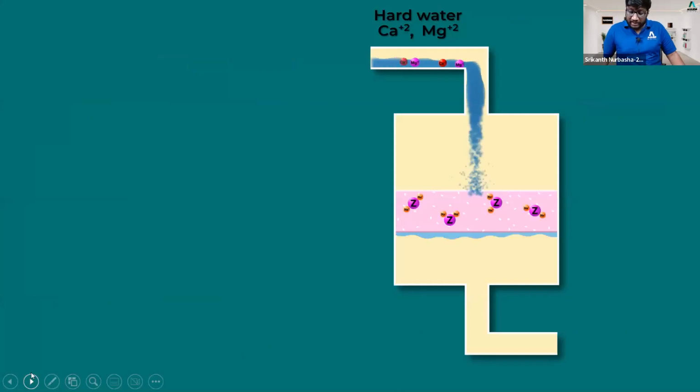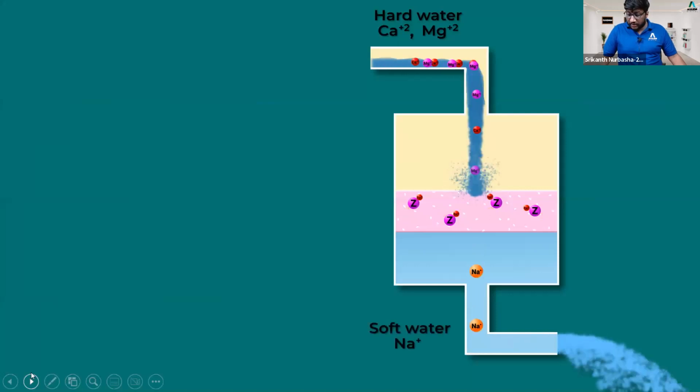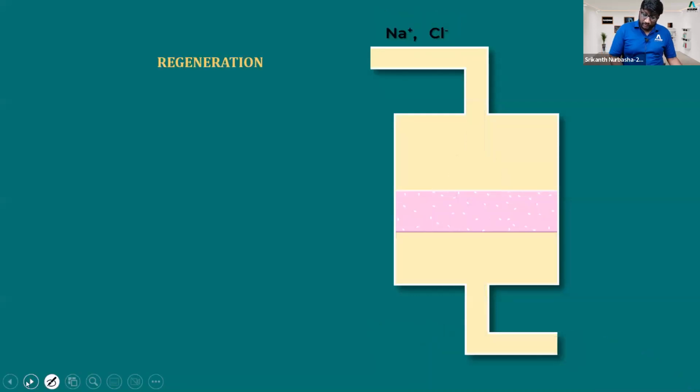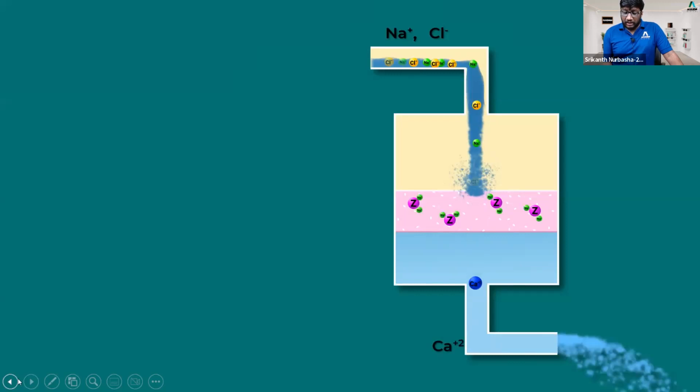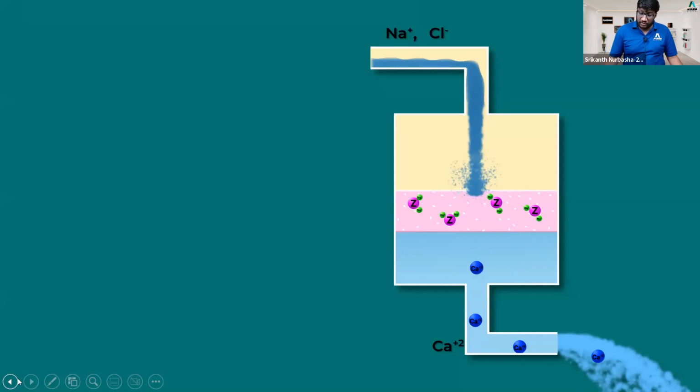Hard water which contains Ca+2 and Mg+2, those are taken by Z- to form the respective NaZ, and the Na+ ions are lost, so soft water is given. Regeneration means you simply add NaCl to that CaZ, and you will have the Ca+2 ions given out, and the permutit is regenerated. The Ca+2 ions given out means we will be getting the respective hard water again.